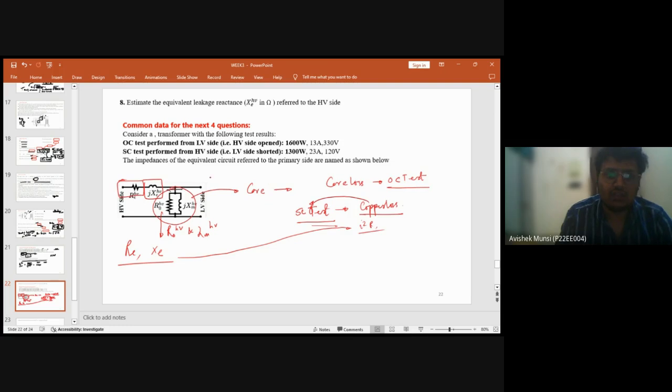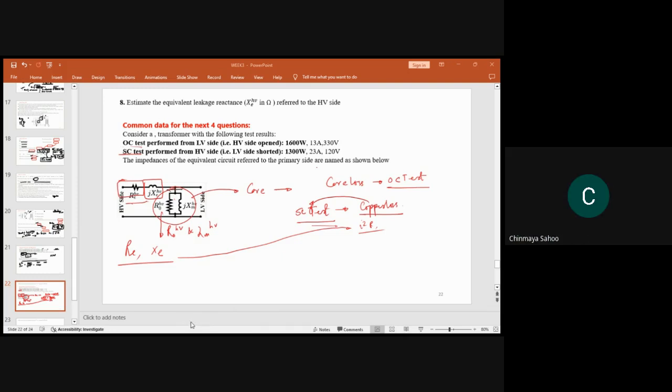For that reason, we are calculating the series parameters through short circuit test and we are calculating the parallel or the core components by OC test. So now we have to calculate XM. Okay. So calculate XM, then it will be clear to you. Is it clear? Yes, sir.